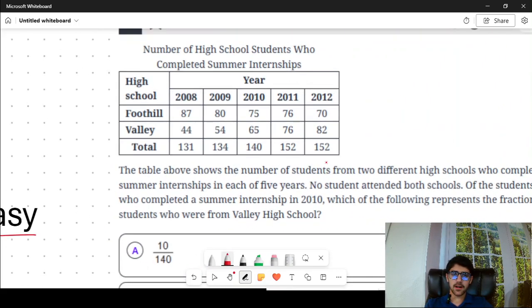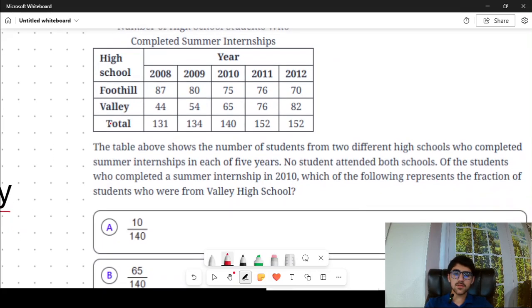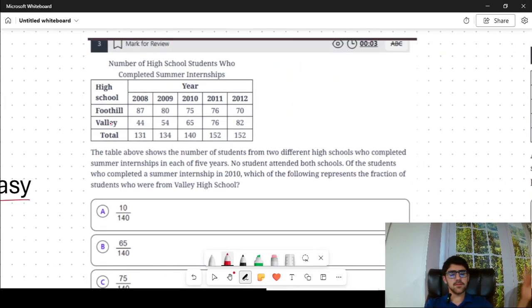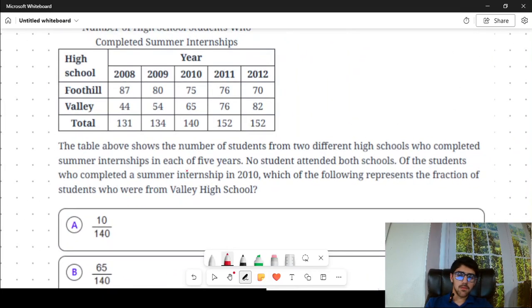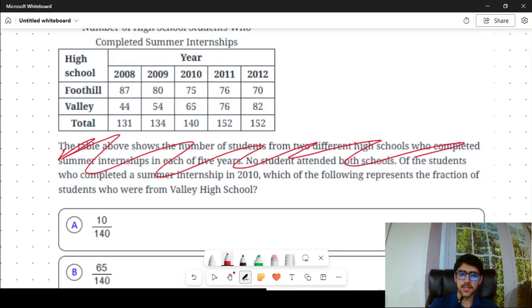So here we're given a chart with the number of high school students who completed summer internships, and it looks like it's comparing 2 high schools. I forgot to mention this in the how to solve. Almost every single word problem in the SAT, you can ignore almost the whole question. Just focus most of the time on the last sentence. The last sentence starts here actually.